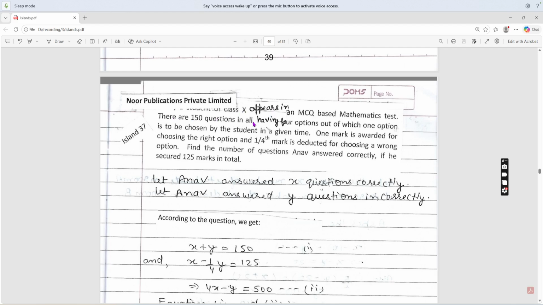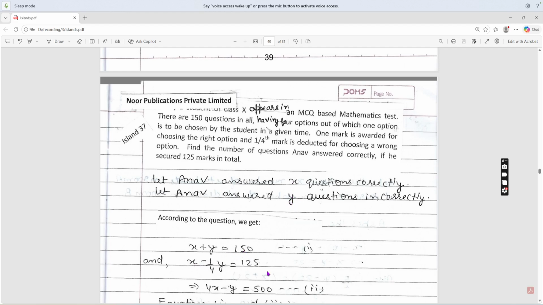So there are two types of questions which he has answered. Some questions he answered correctly, whose number is x. Some questions he has answered incorrectly, whose number is y. So two types of questions are there. One type is those questions in which his answer is correct, correctly answered questions, and the other is incorrectly answered questions. So x plus y, in total he has attempted 150 questions.